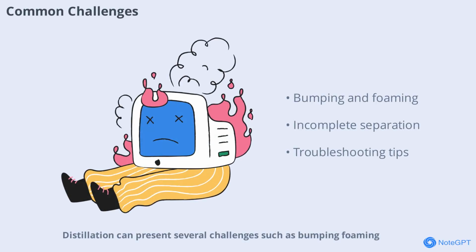Distillation can present several challenges such as bumping, foaming, or incomplete separation. These issues can be addressed by adjusting the heating rate, using anti-bumping granules, or optimizing the apparatus. Troubleshooting is an important skill for anyone working with distillation.